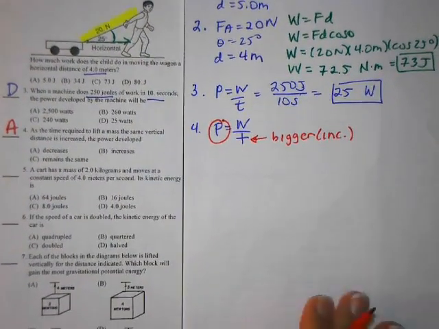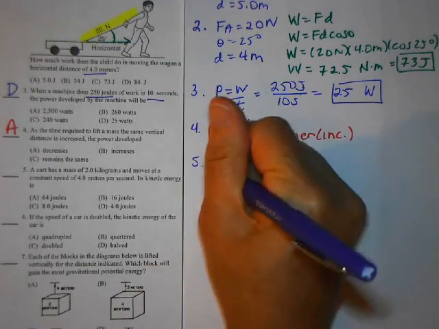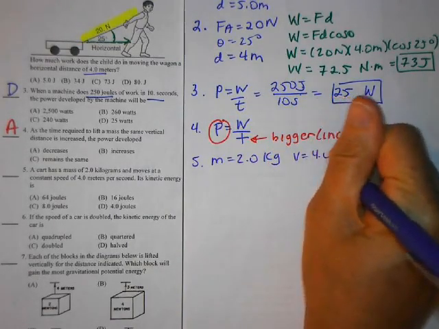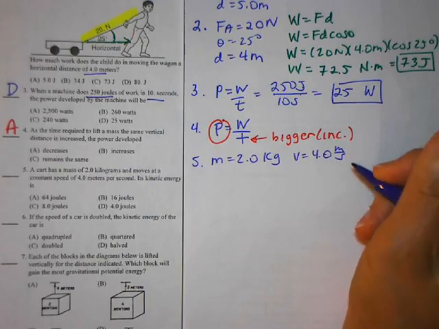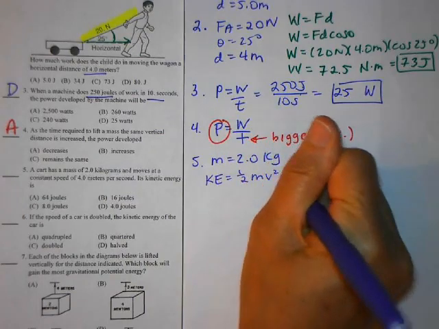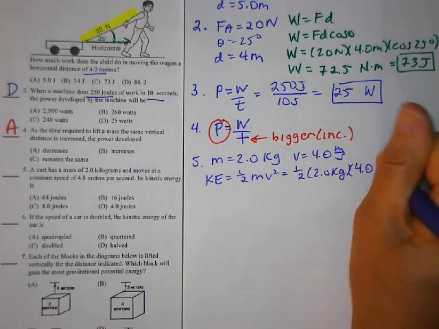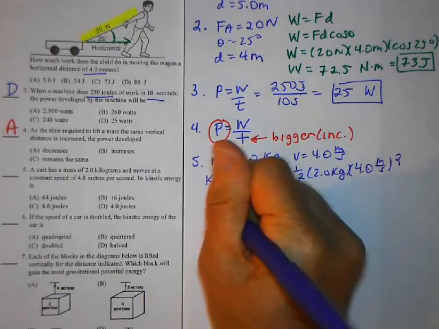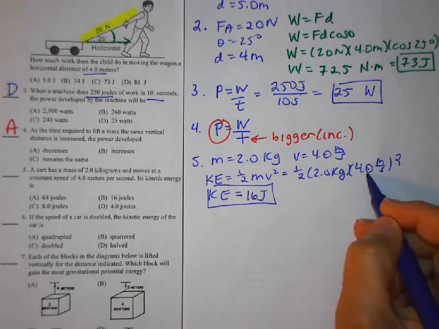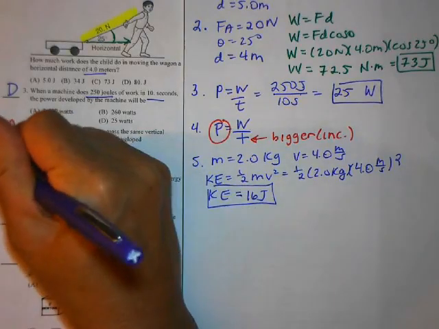All right, number 5. A cart has a mass of 2 kilograms, and it moves at a constant speed of 4 meters per second. What's its kinetic energy? So I know that kinetic energy is 1/2 mv squared. So it's 1/2 of 2 times 4 meters per second squared. And when I do this on my calculator, it comes out to be 16 joules. Or I can do it in my head, because 4 squared is 16, and the 2 and the 1/2 cancel. So the answer here is going to be B.